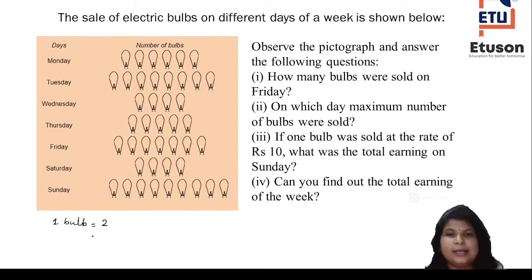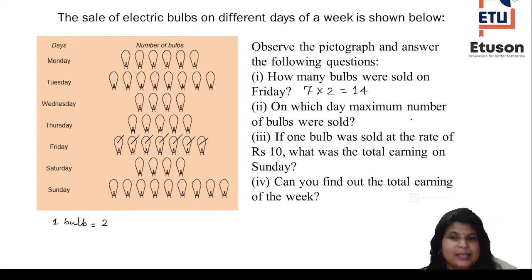So now, let us find out the answers to the different questions. Our first question is, how many bulbs were sold on Friday? So here comes our Friday. Let us count how many bulbs are there. 1, 2, 3, 4, 5, 6, 7. So 7 bulbs are there and one bulb represents 2 bulbs. Correct or not? So the number of bulbs will be 7 into 2, that is 14. Correct or not?